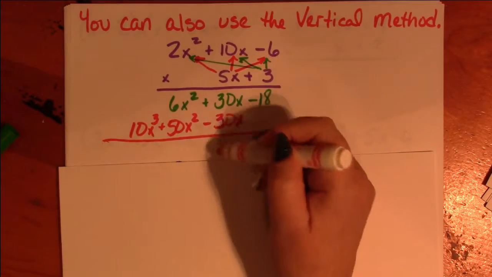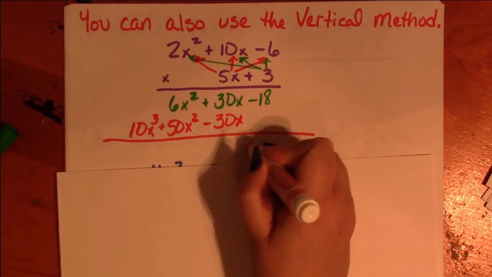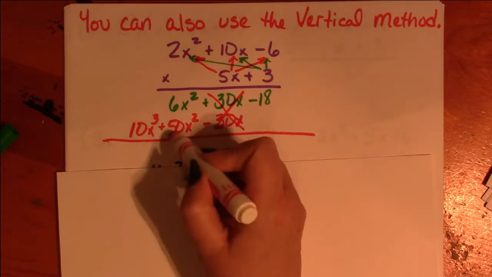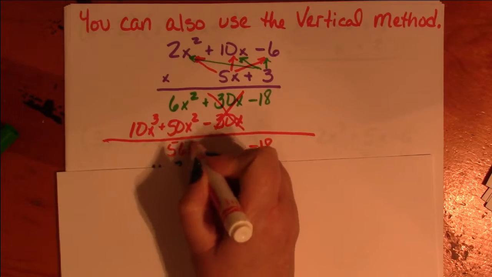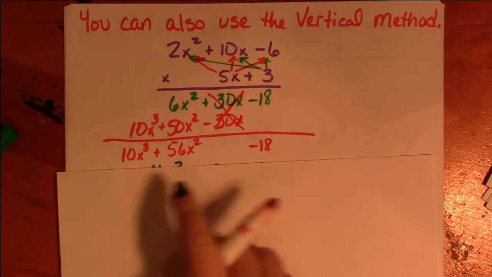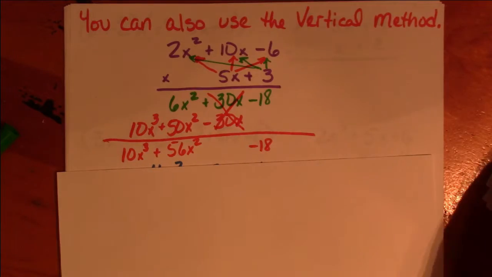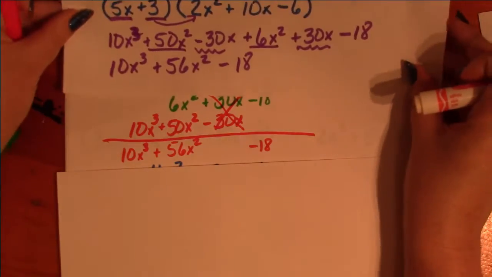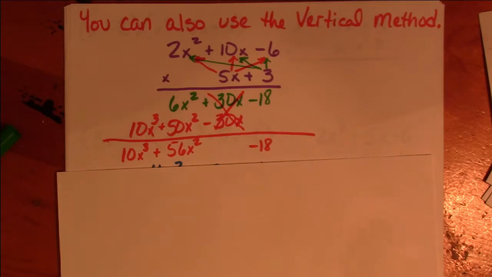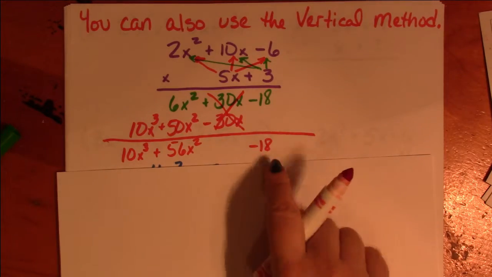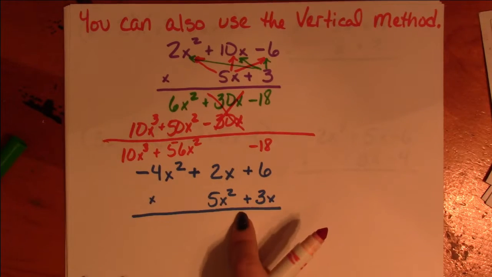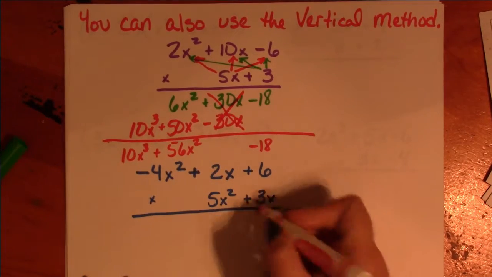And now we're going to add going down in our columns. Negative 18. These two cancel each other out. This makes 56x squared, and this makes 10x cubed. And we have the same thing that we had here. So either way works. And I'm going to do this section both ways so that you can pick your favorite way to do it. Let's try this one with the vertical method.